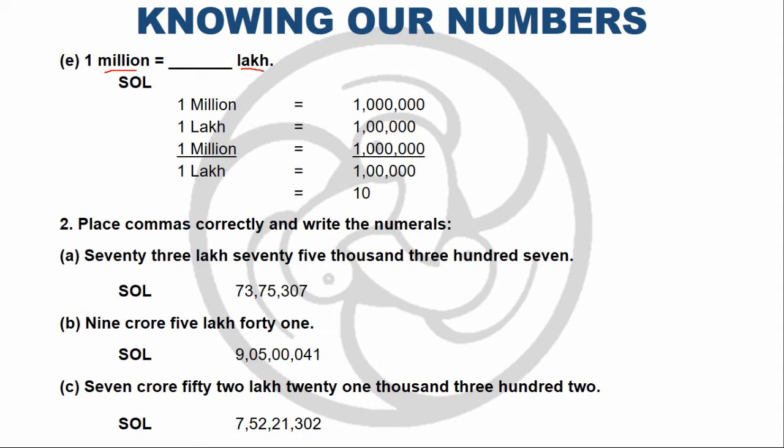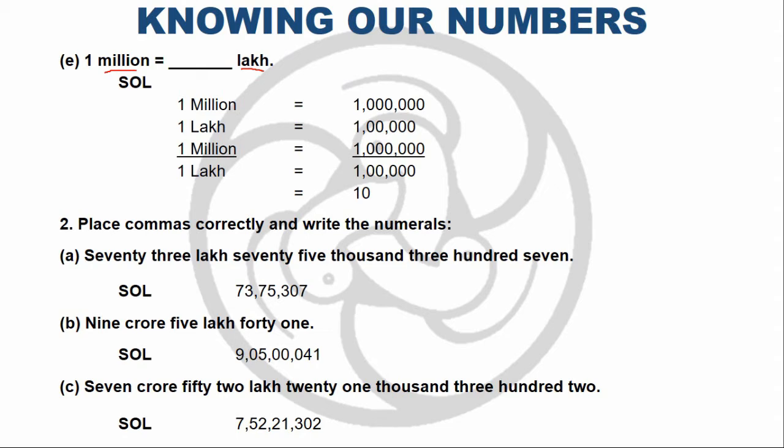So first we have to write 1 million. 1 million can be written with a comma after 3 digits to separate the 1000, and after 3 digits again a comma to separate the million. Next, 1 lakh: after 3 digits you put a comma to separate the 1000, and after 2 digits you put a comma to separate the lakh.